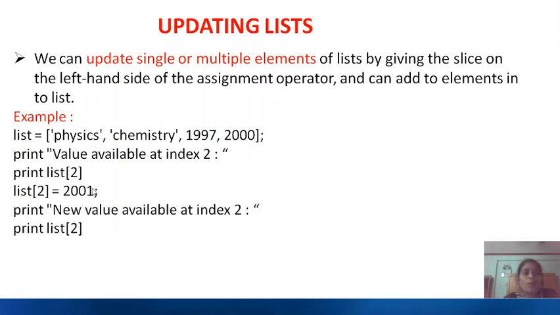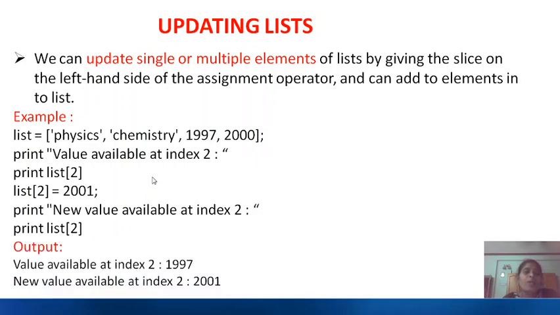Now if you want to print the values of the list, then automatically you will get physics, chemistry, 2001 and 2000, and you want to print only list[2]. So earlier it was 1997, now it is changed to 2001.